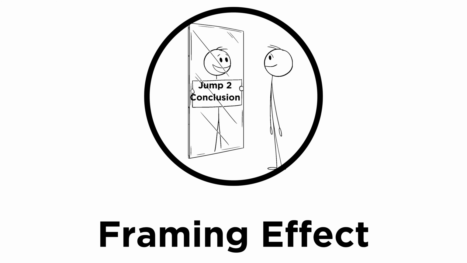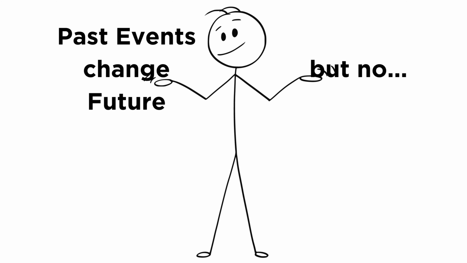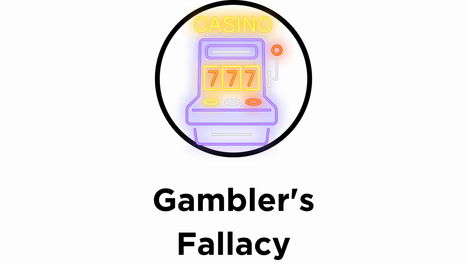Framing effect is drawing different conclusions from the same information depending on how the information is presented. Gambler's fallacy is believing that past events affect the probability of future events, even though they don't. This is especially common in random processes like gambling.